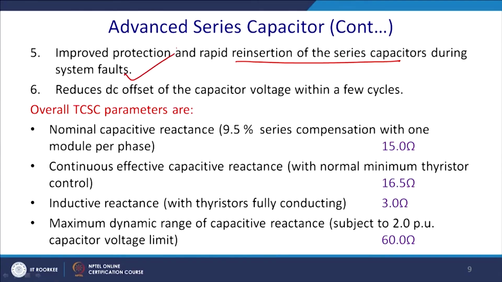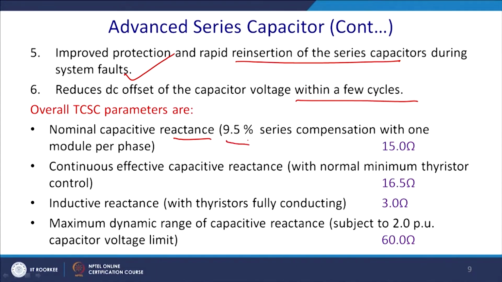Thereafter, what else? Improvement of protection and rapid reinsertion of the series capacitor during the fault. And thus it will ensure that the DC offset, because it will block DC, will not be present, and it reduces the DC offset of the capacitor voltage within a few cycles. So, these are a few overall TCSC parameters.